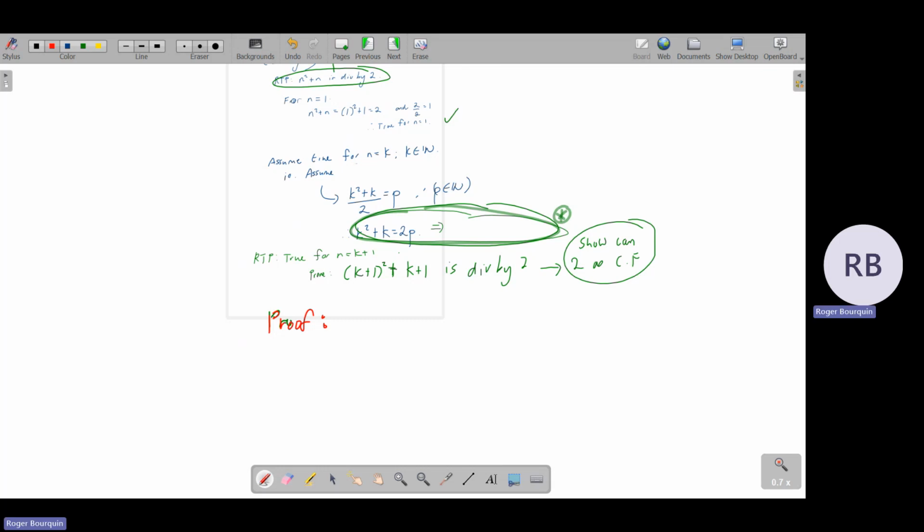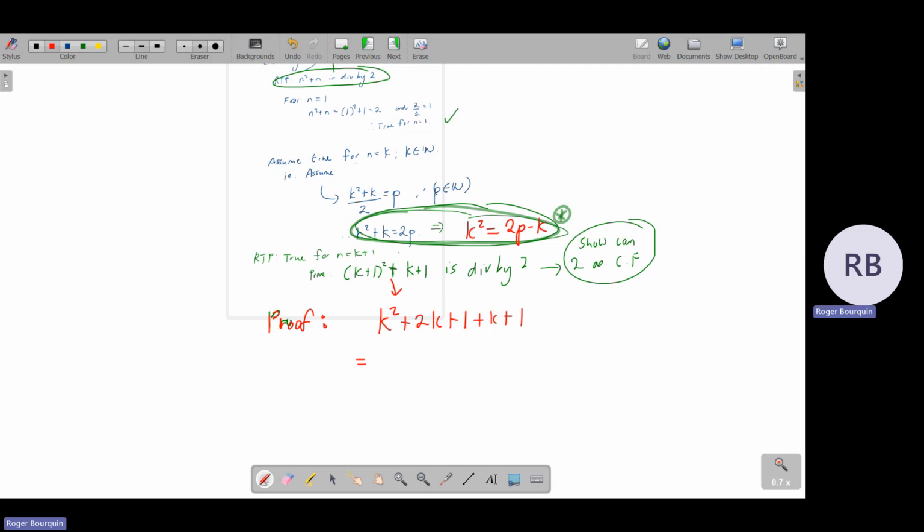Okay, so what are you going to do first? In this one over here, we're going to have to expand, right? If I expand, I get K squared plus 2K plus 1 plus K plus 1. So that's K plus 1 squared plus K plus 1. Now, I don't have a K squared plus K here, so there are various ways you could do it. You could rearrange it with K squared plus K. Likewise, you could say K squared is equal to 2P minus K. It's not going to make any difference.